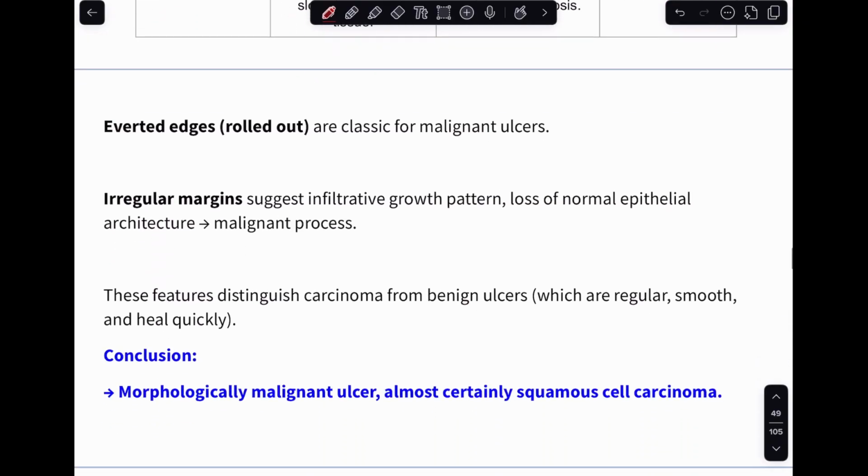So, as I mentioned, the everted rolled out edges are classic of malignant ulcers, and the irregular margins that we are seeing suggest a very infiltrative growth pattern, loss of normal epithelial architecture, and a malignant process. All of these features that we have just noted help us distinguish a carcinoma from a benign ulcer. In case of benign ulcers, it will be a regular, smooth ulcer which will heal very quickly. So these two clinical examination points are indicating towards a morphologically malignant ulcer.